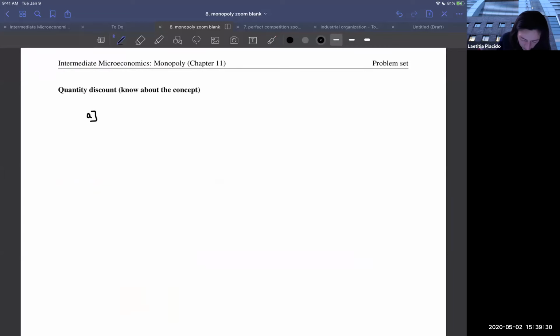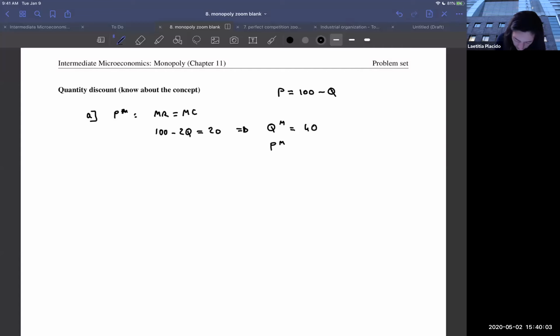With no regulation, the monopolist sets price PM such that marginal revenue equals marginal cost. Marginal revenue is 100 minus 2Q, and marginal cost is 20. So the equilibrium quantity is 40. When you substitute that in the demand, which is 100 minus Q, you find that the monopolist price is 60.